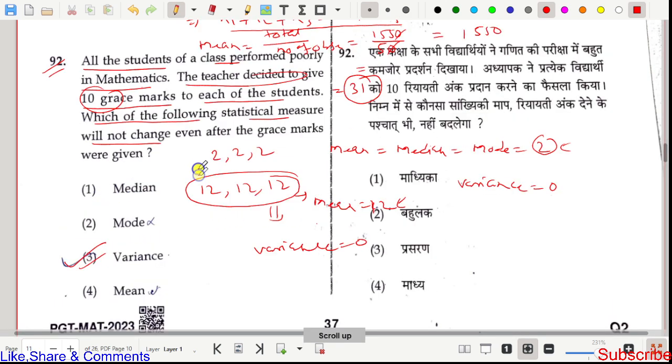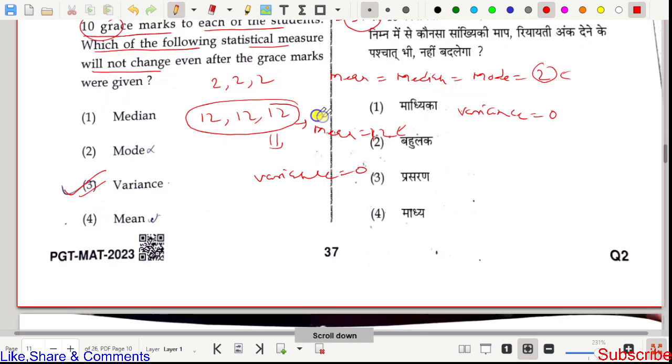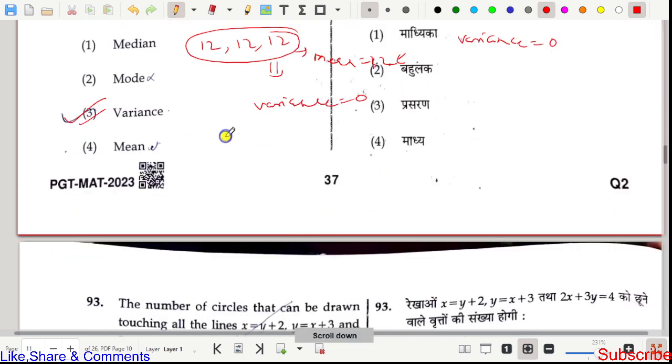Now remember, I am giving you further information about measures of dispersion. In the case of adding some marks or subtracting some marks to each of the observations, the measure of dispersion will not change. Keep it, remember: measures of dispersion mean variance and standard deviation. Clear?